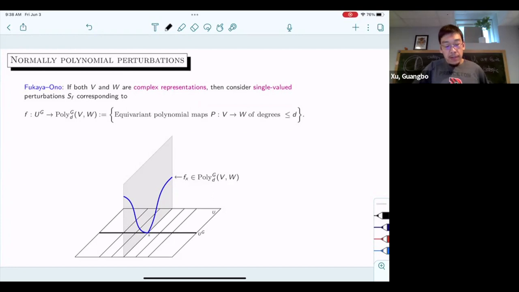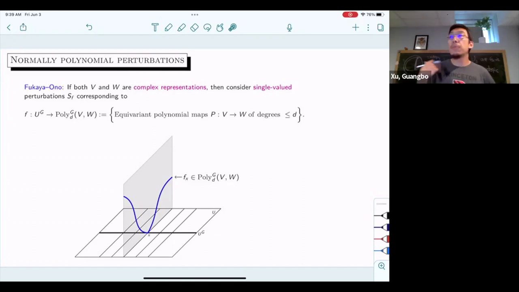So Fukaya and Ono's idea is that, okay, let's assume there's a very crucial assumption, but this is however sort of obvious in the Gromov-Witten case. Not exactly obvious, but expected. That is, let's assume that the normal fiber to the fixed point locus, as well as the obstruction space, are both complex representations. That means the fiber of the normal bundle and also the obstruction space have a G-invariant complex structure. So this is expected because the D-bar equation is essentially complex linear.